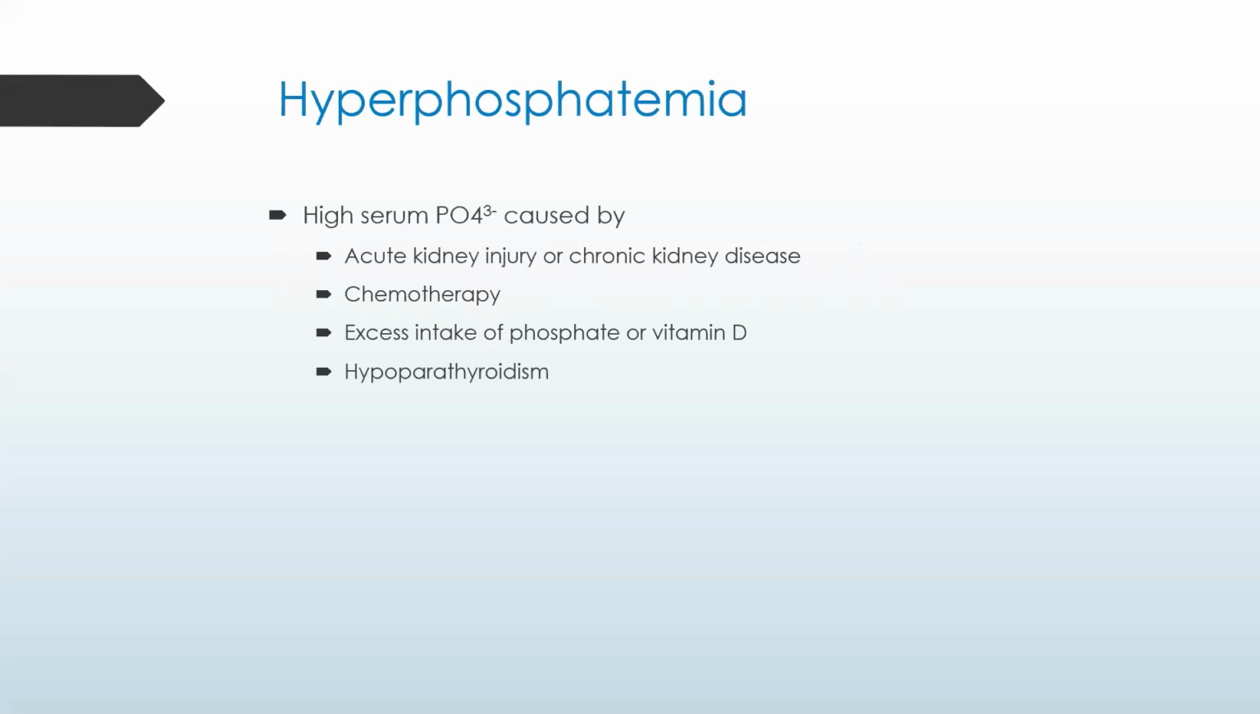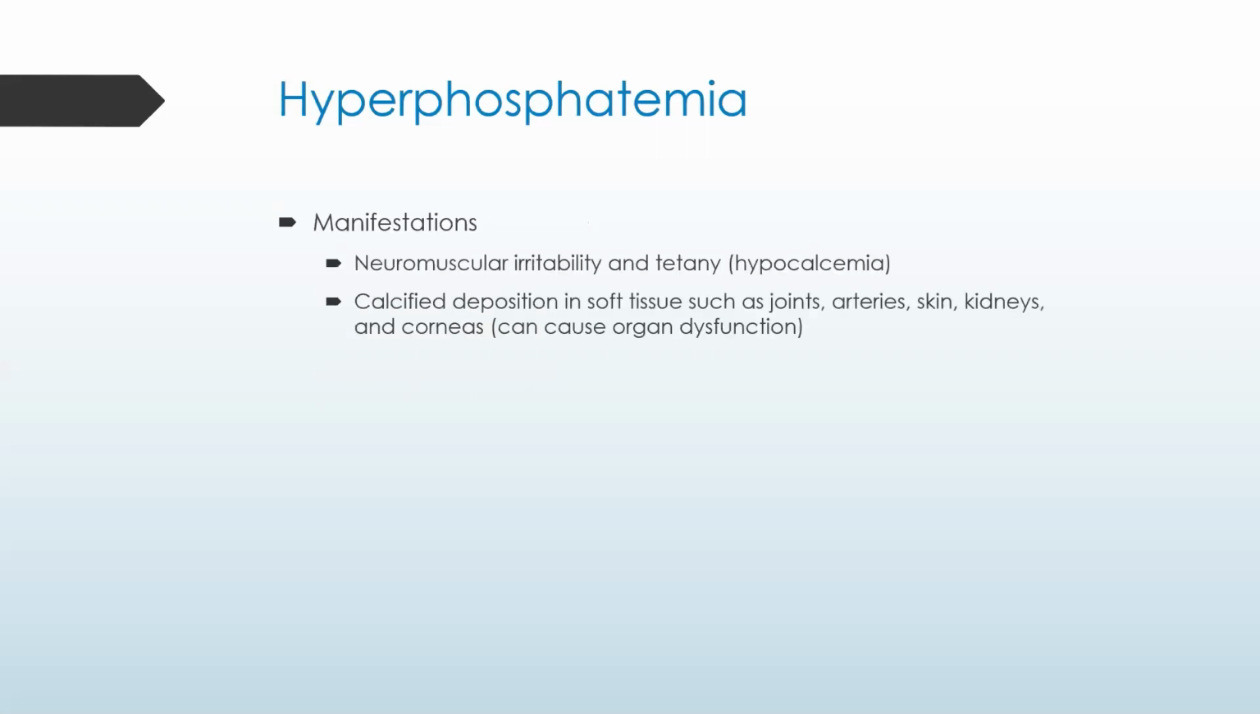Hyperphosphatemia is commonly caused by acute kidney injury or chronic kidney disease, which alter the kidney's ability to excrete the phosphate. Other causes include excess phosphate intake from the use of phosphate-containing laxatives or enemas, or a shift of phosphate from the intracellular to the extracellular fluids. This may occur in patients with tumor lysis syndrome or rhabdomyolysis. Hypoparathyroidism and vitamin D intoxication cause increased kidney phosphate reabsorption.